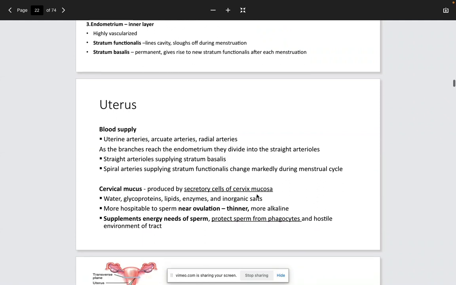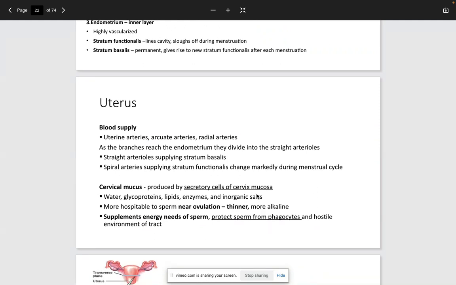So the blood supply is going to come from some different arteries. Again, you don't have to know all of these, but you have the uterine artery, you have something called the arcuate artery, and the radial arteries. Essentially, these all branch off of each other, and as they penetrate the endometrium, they divide into something called the straight arterioles. Arterioles are just smaller arteries. These are what's going to supply the stratum basalis.